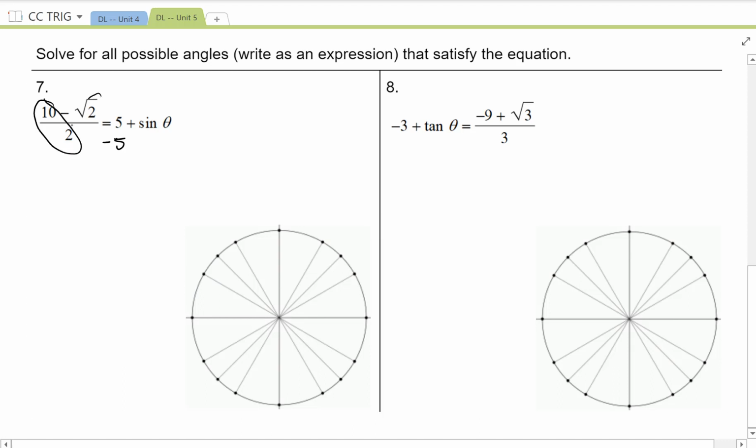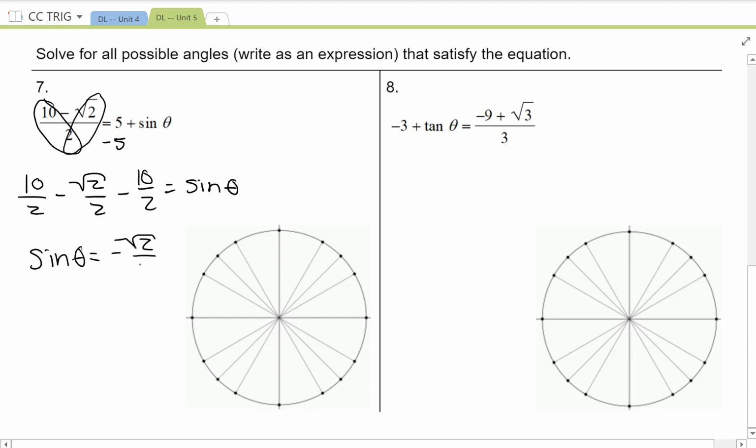This could be written as 2 separate fractions. So I'm going to write it as 10 over 2 minus root 2 over 2. We're also subtracting 5 on this side, so I'm going to subtract 10 over 2 because that is equivalent to 5. Now, we can see that sine theta is just equal to negative root 2 over 2. They just put all these other numbers in order to make you do more work, okay? You're gonna get values that are on the unit circle, and if you don't, then you don't have to answer the question. You just say undefined.